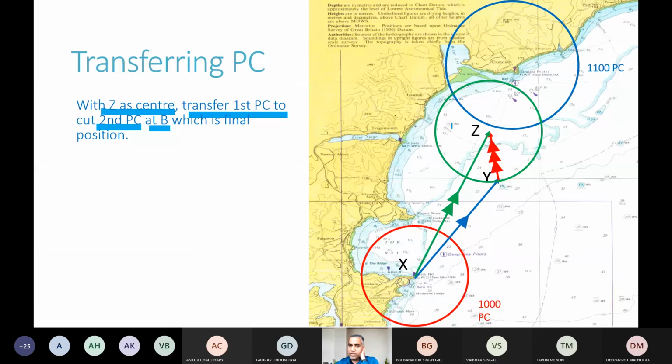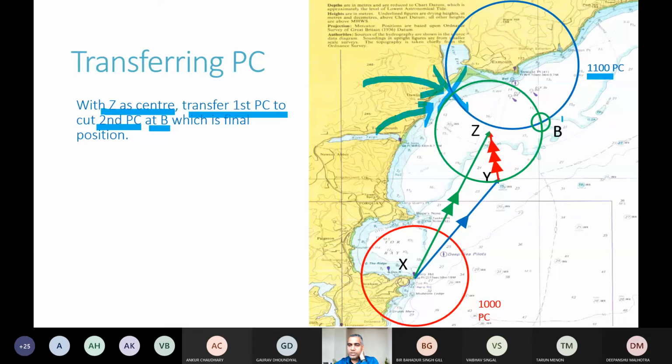Now you can see this transferred position circle is cutting the 1100 blue color circle at 2 points. Now of these two, one point is in safe waters, and the other point is not in safe water, this is in dangerous water. So obviously this point is ruled out. This cannot be our position. So our position is at this point. We indicated this as B. So B is our final position. So this is how we transferred a position circle and we obtain our position at 1100 hours.